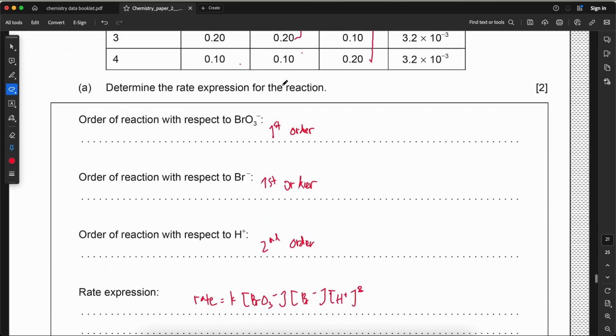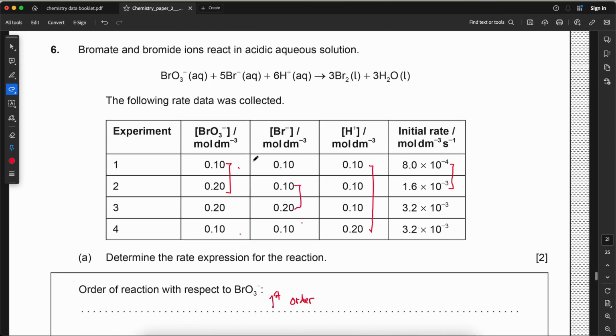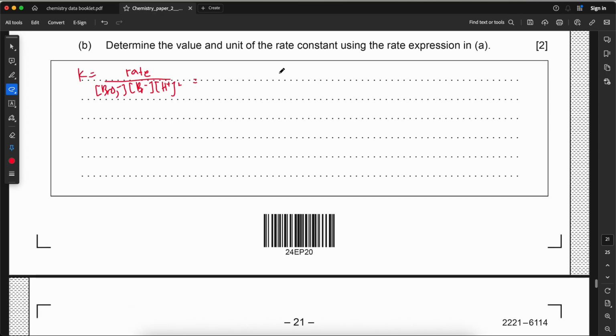I'm using the first one, this data. You just need to plug into the equation. So that would be 8 times 10 to the power negative 4 mol dm⁻³ s⁻¹, divided by 0.1 mol dm⁻³, 0.1 mol dm⁻³, and 0.1 mol dm⁻³, but squared.